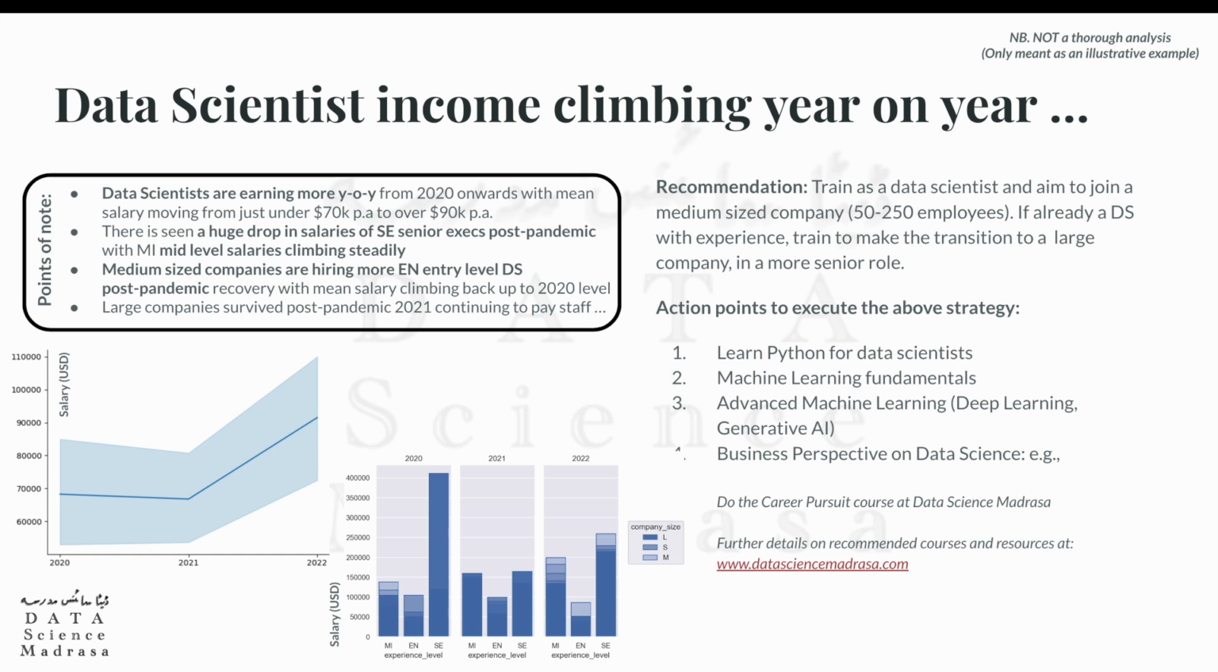All of this leads us to some recommendations. So our recommendation is that we train as a data scientist and aim to join a medium-sized company which has either 50 plus to 250 employees. Anything below 50 is considered a small company in this data set. Anything above 250 is a large company in this data set.